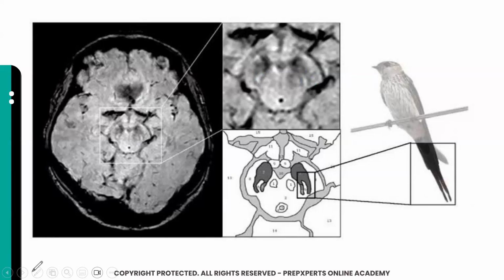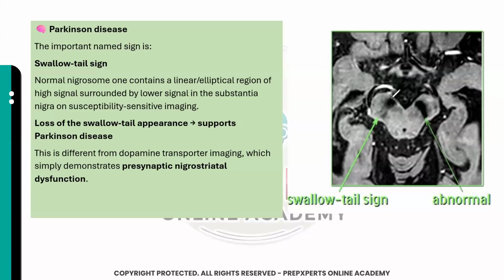They link to this one. Now let me show you the abnormal one. This is your abnormal one. You can see that there are these. This is like four appearance. Okay, there are two tones to this. But when there is loss of this swallow tail, you can see that there is no tail. This is loss of nigrosome swallow tail appearance.